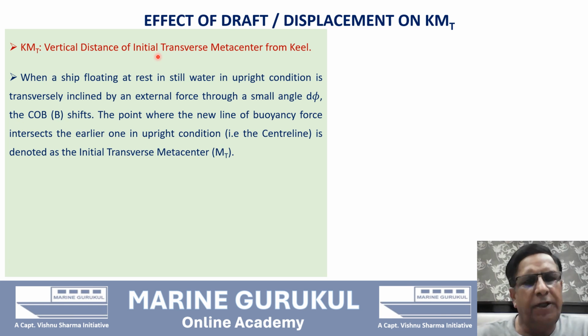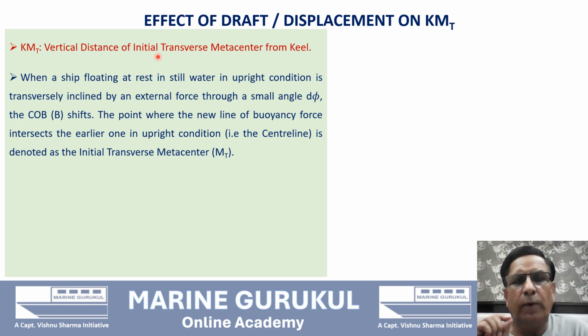When a ship floating at rest in still water is upright and is transversely inclined by an external force through a very small angle d phi, the center of buoyancy of the ship shall shift to the lower side. The point where the new line of buoyancy in this inclined condition intersects the earlier line of buoyancy in the upright condition. And what was the line of buoyancy in the upright condition? It was the center line of the ship.